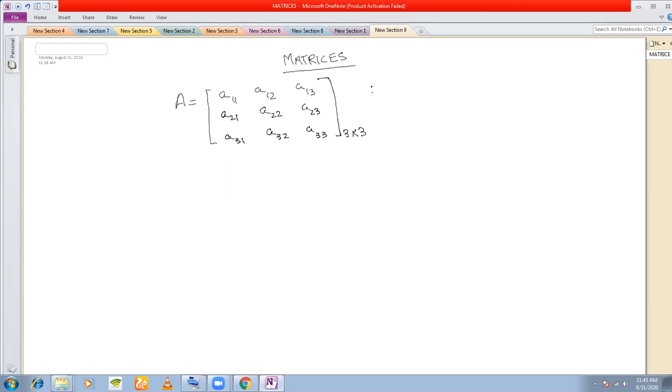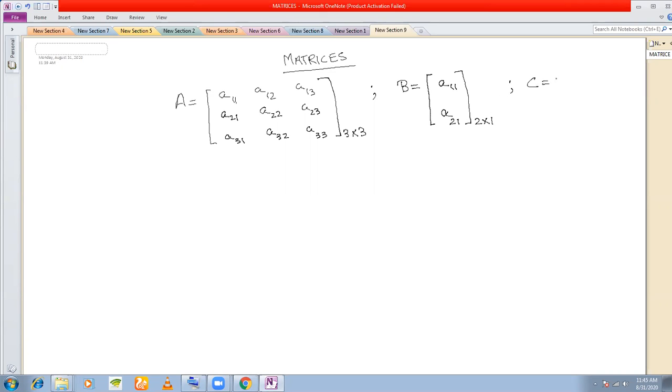A matrix, say, of order 2 by 1. 2 by 1 means 2 rows and 1 column. This is a matrix of order 2 by 1 because it has 2 rows and 1 column.